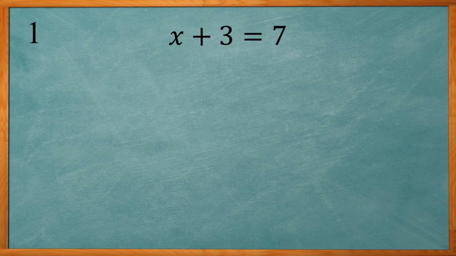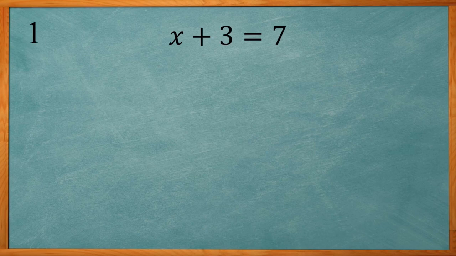This first one is a simple one-step equation with addition. x plus 3 equals 7. Something plus 3 equals 7. Here you can just guess the answer, right? It's going to be 4. 4 plus 3 equals 7. So that's easy to solve, but if you want to do it algebraically, let me show you that.